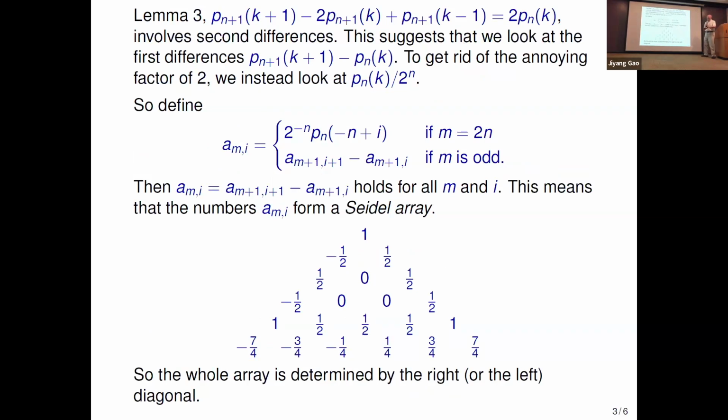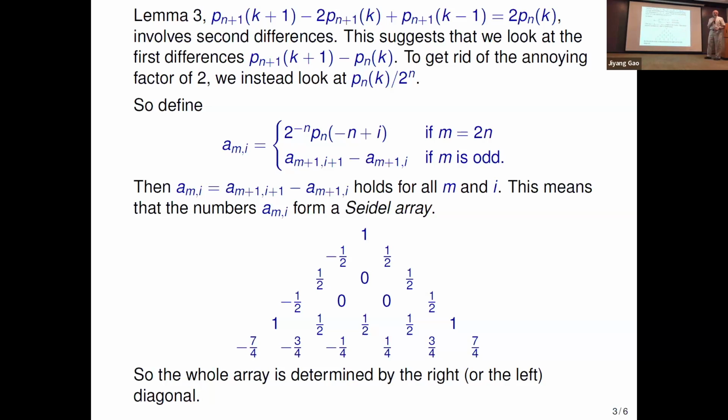So now I'm going to define these numbers a_{m,i}. They're just the P's, shifted a little bit, divided by a power of 2, in the case where m is even, and if m is odd, then they're the first differences of these things. So then a_{m,i} satisfies this kind of first difference equation for all n and all i. So that's much simpler.